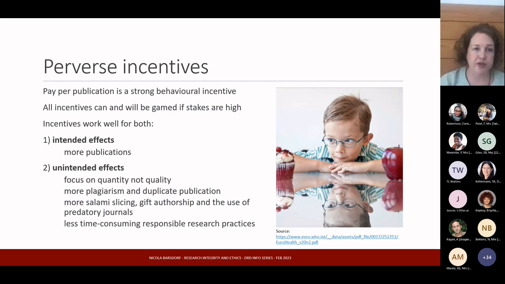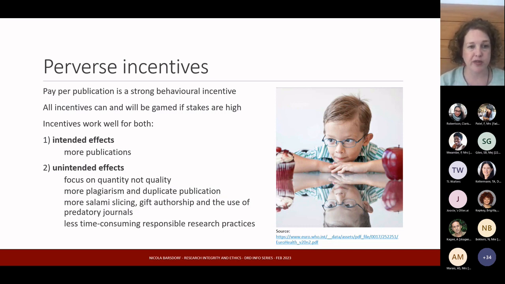If we try to look at perverse incentives from an ethical perspective, and just think through it logically, it makes sense, right? So pay per publication is a strong behavioral incentive, and it does motivate us. But we also know that all incentives can and will be gamed if the stakes are high. So we know that incentives work well for both intended effects, and in this case, it does work well to produce more publications. But these incentives also work well for unintended effects.